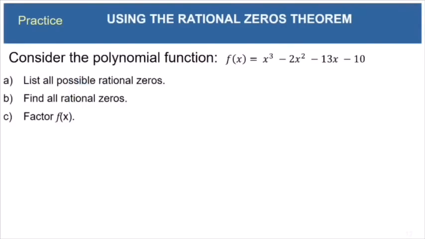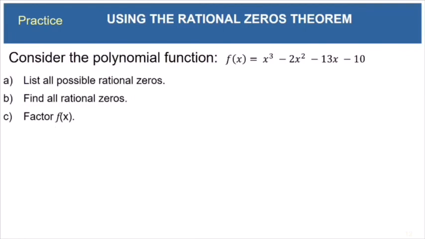Okay, so now let's have a practice problem that's similar to the last example. Here we have the polynomial function x to the third minus 2x squared minus 13x minus 10. And part A says list all the possible rational zeros. And then part B says find all the rational zeros. And part C says factor f of x into linear factors.